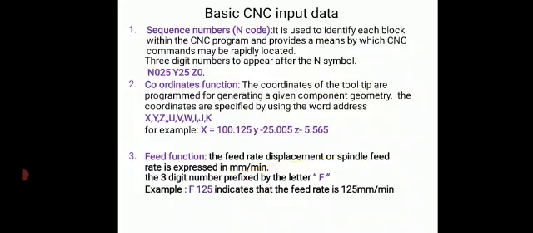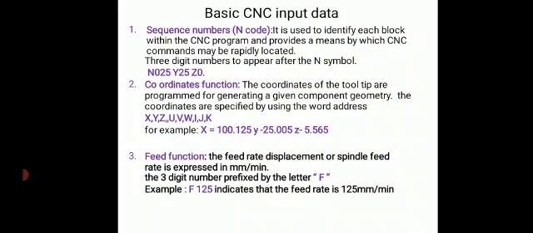Basic CNC input data. The first one is the sequence number, that means the N code. It is used to identify each block within the CNC program and provide a means by which CNC commands may be rapidly located. 3-digit numbers appear after the N symbol: N025, Y25 and Z0.